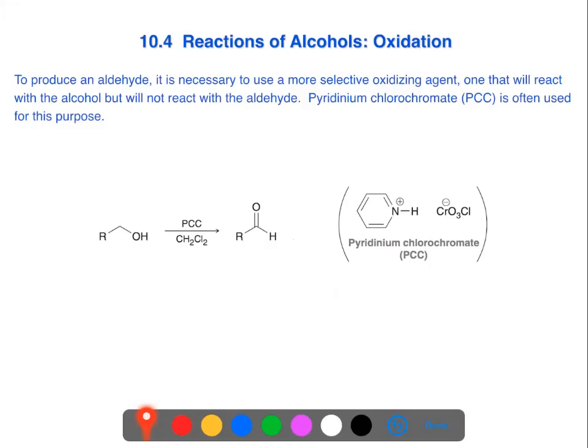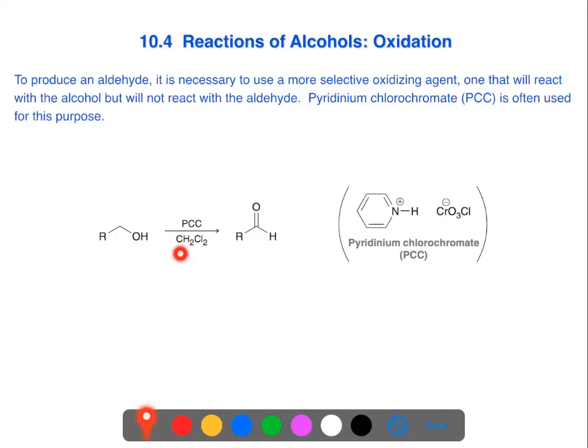Now, that's not to say that we can't produce an aldehyde from a primary alcohol. We can, but we must use a more selective oxidizing agent. We need an oxidizer that will react with the primary alcohol to produce the aldehyde, but one that will not react well with the aldehyde. And so the choice that we often will go to is the pyridinium chlorochromate, which is abbreviated PCC. This reagent will produce an aldehyde from a primary alcohol, but will not react with that aldehyde to produce the carboxylic acid. And so the major product will be the aldehyde.